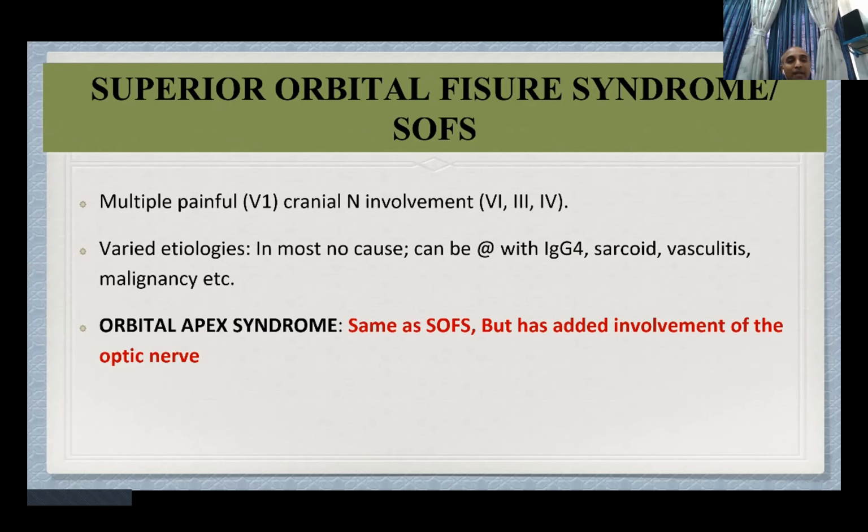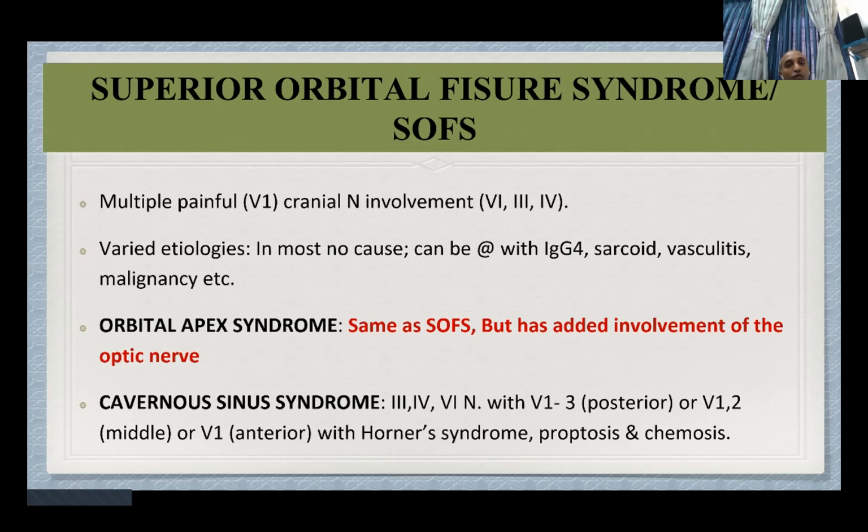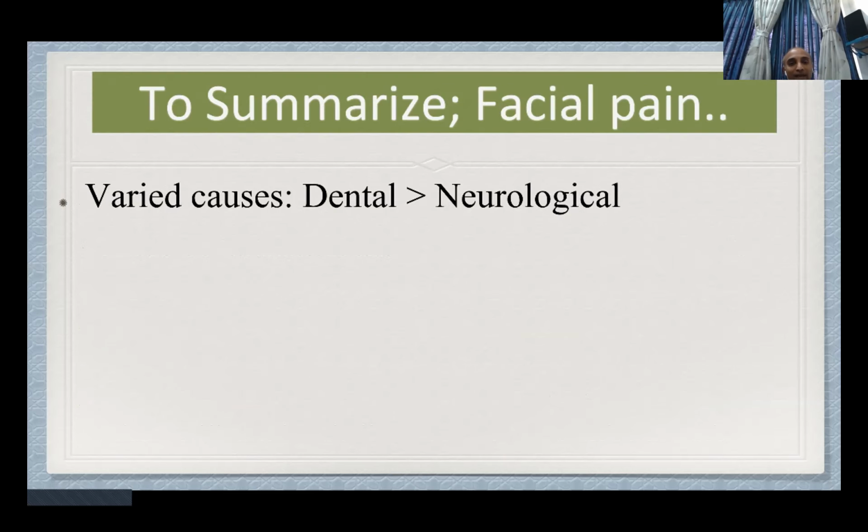The orbital apex syndrome has all the features of superior orbital fissure syndrome, but it has the added involvement of the optic nerve. The cavernous syndrome looks like the superior orbital fissure syndrome, but it will also have an associated Horner syndrome, proptosis, and chemosis. So these are all a spectrum of the same longitudinal axis. If it is very anterior, it becomes the orbital apex syndrome. A bit back, it becomes orbital fissure, and a bit posterior to that, you see the cavernous sinus syndrome. So these syndromes have to be kept in mind, because many of the etiologies which cause these syndromes can be sinister, like venous thrombosis or malignancies.